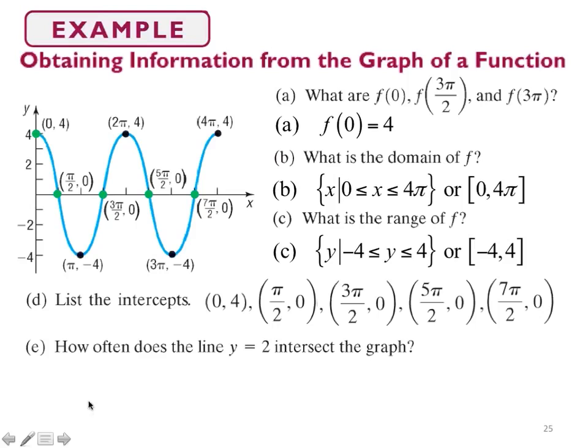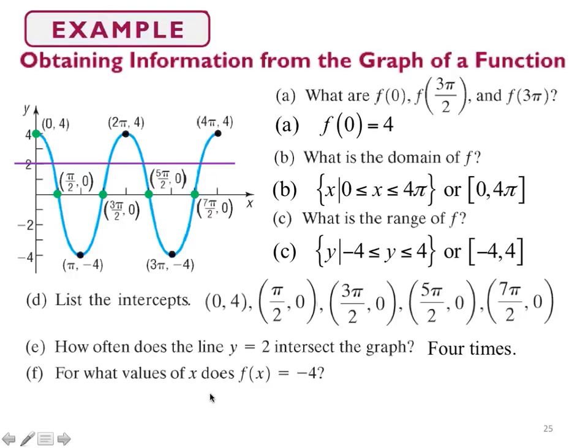Another question we could answer is how often does the line y equals 2 intersect the graph? So if you think about the line y equals 2, it's going to be this purple line here. And if you look at how many times it intersects our graph, it intersects it in 1, 2, 3, 4 different places.